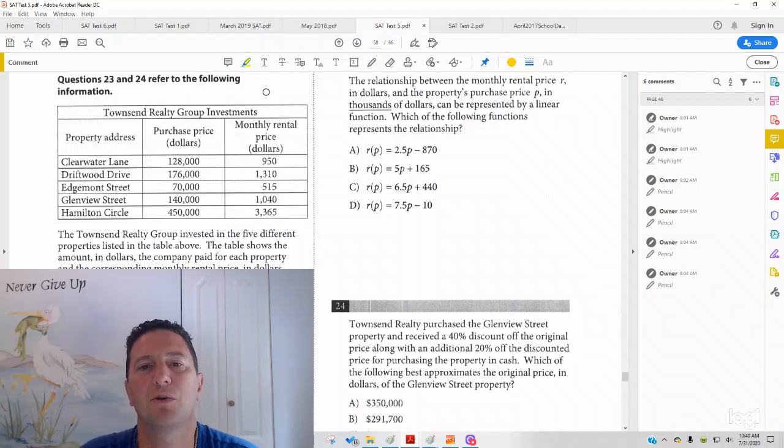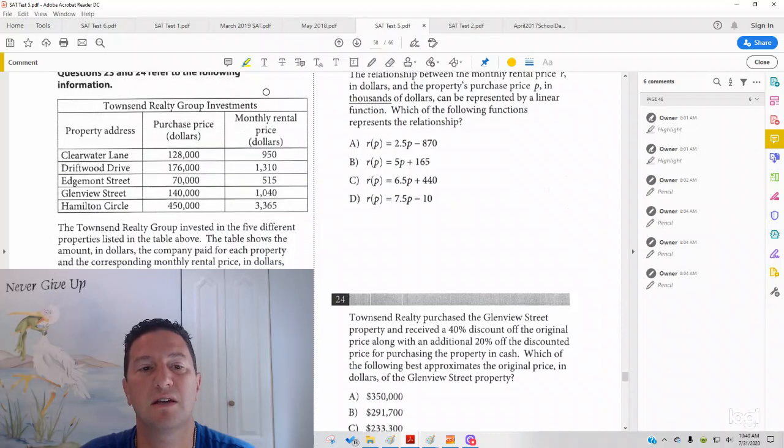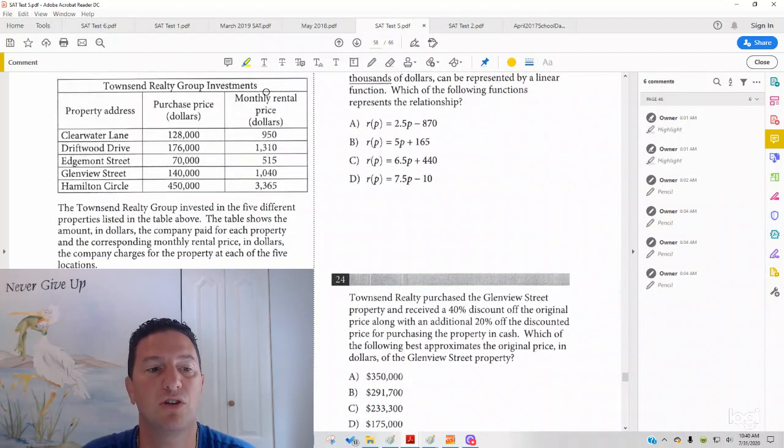And today we're going to look at Test 5, Section 4, number 23. Shout out to my Thursday 6 to 8 class for asking this question.